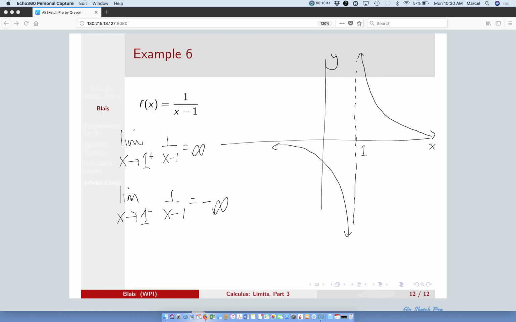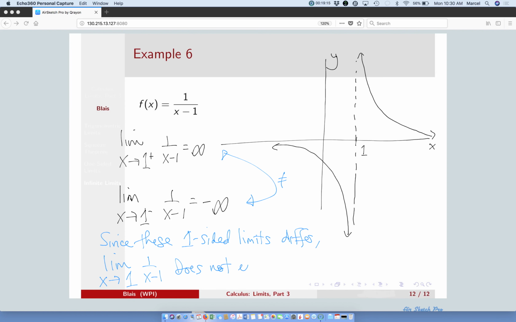And we can then say these two are not equal. So since these one-sided limits differ, the overall limit as x goes to 1 of 1 over x minus 1 does not exist. Because remember, for a limit to exist, you have to have the one-sided limits existing and both being the same. And in this case, they are different.